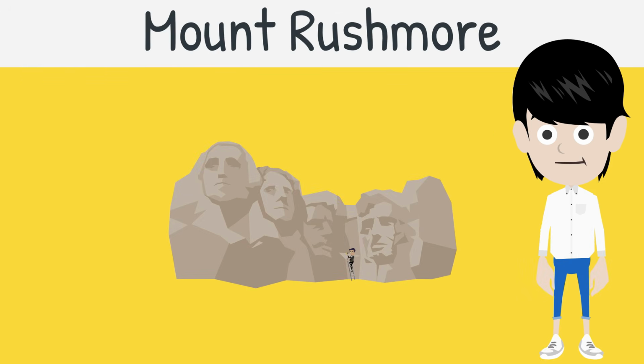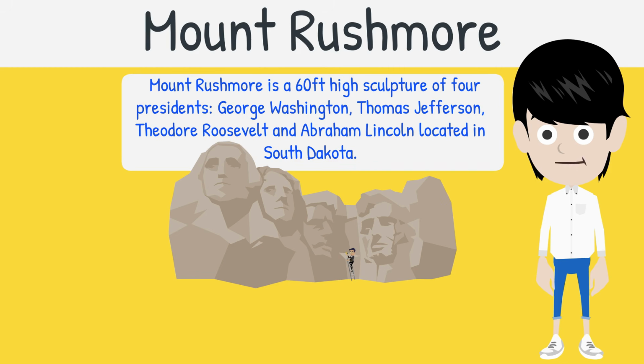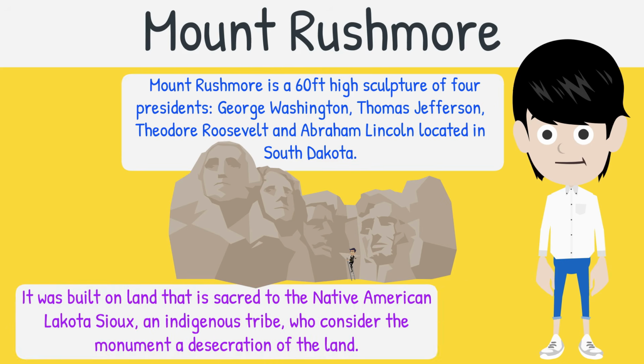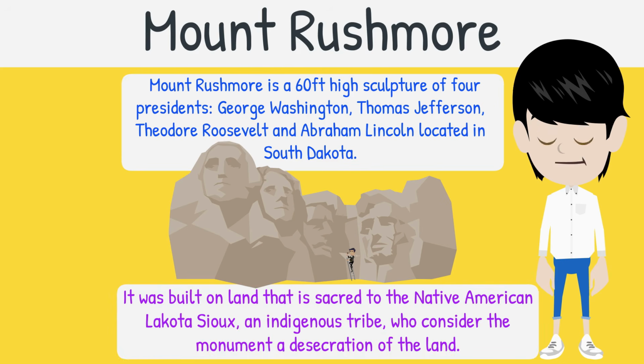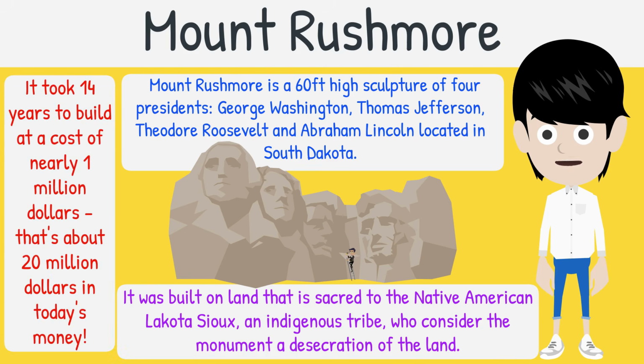Mount Rushmore. Mount Rushmore is a 60-foot-high sculpture of 4 presidents: George Washington, Thomas Jefferson, Theodore Roosevelt, and Abraham Lincoln, located in South Dakota. It was built on land that is sacred to the Native American Lakota Sioux, an indigenous tribe who consider the monument a desecration of the land. It took 14 years to build at a cost of nearly $1 million. That's about $20 million in today's money.